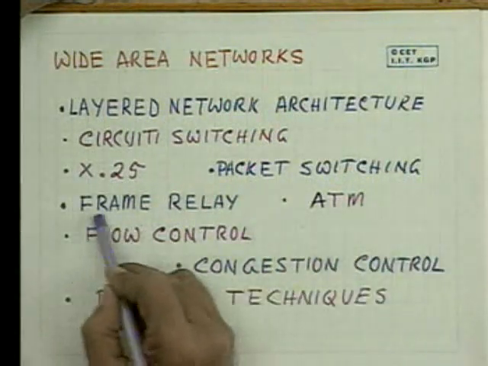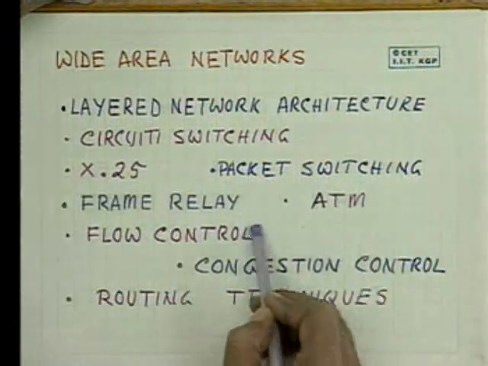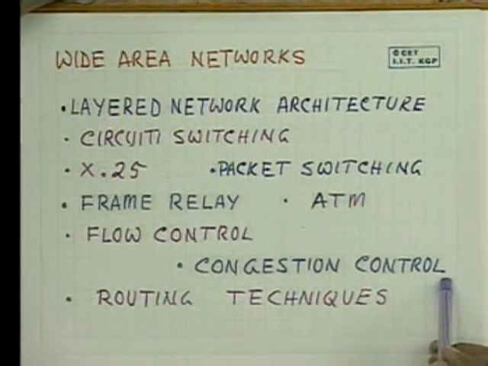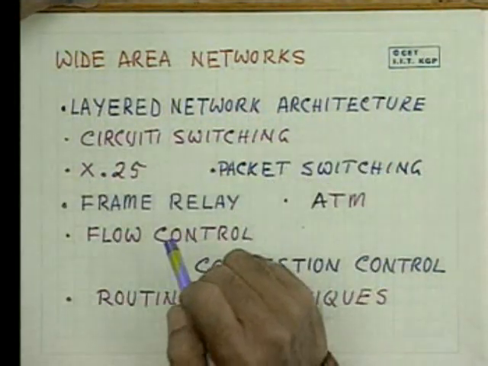In the second part, which is wide area networks, we shall consider different wide area network technologies such as X.25, packet switching, frame relay, and ATM, and the related underlying concepts such as circuit switching, packet switching, flow control, congestion control, and routing techniques. These are the concepts which are used in wide area networks. These we shall discuss in part 2.